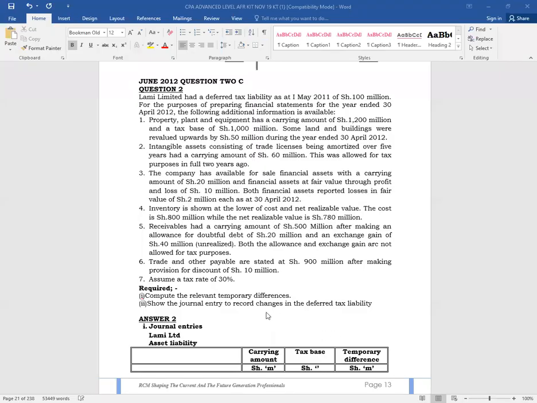The deferred taxation is what you are looking at. And I will specifically look at this question that is quite easy, whose first requirement needs me to compute temporary differences. They want me to compute temporary differences. So temporary differences, ladies and gentlemen, how do we get temporary differences?